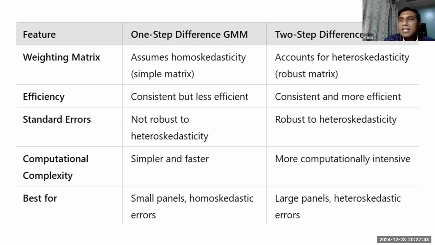Otherwise, there is no other difference. That means in terms of what is to be used as instrument and all, everything is same. The only difference between one step and two step is that in one step the assumption is homoscedasticity of variance. In two step we recognize the fact that variance is not homoscedastic, it is heteroscedastic, and we use robust standard error. The rest you can understand, not that important.